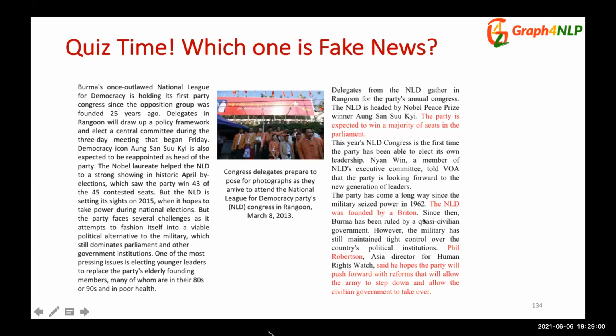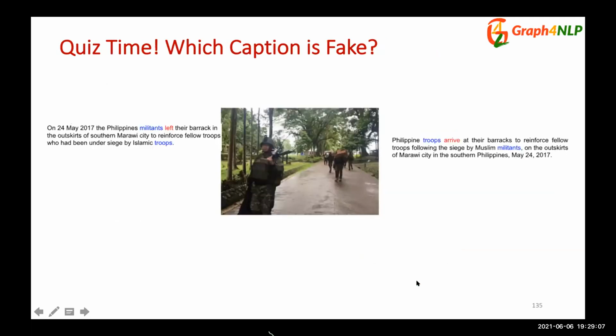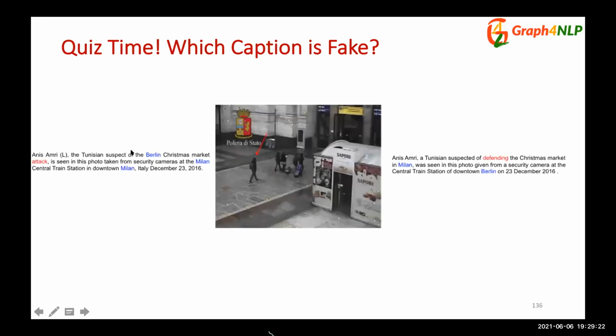The entity is not related to this organization. This event did not happen. And in many cases, the fake information exists in the captions just because it's easier to manipulate the caption. For example, from this image, it's hard to tell whether these soldiers are leaving the facility or they just arrived. So this arrived caption is fake.